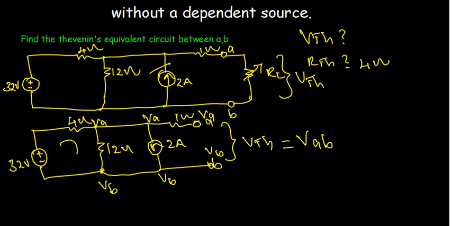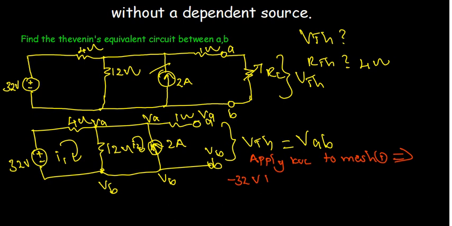Then we need to find the mesh current here, which we can solve very easily. So this one is I1, and here the current is 2 amps, so I can put I2 here. Then I need to figure out I1 and I2, so I can use mesh analysis. Apply KVL to mesh 1. Let's start from here: minus 32 volts plus 4 I1, then plus 12 times (I1 minus I2), equal to 0. Then we can easily solve that 32 volts is equal to 16 I1 minus 12 I2.